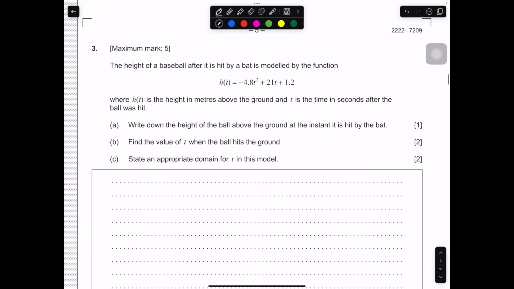Okay. Two somewhat challenging questions to begin with, I think. This one is, I think, not too bad.